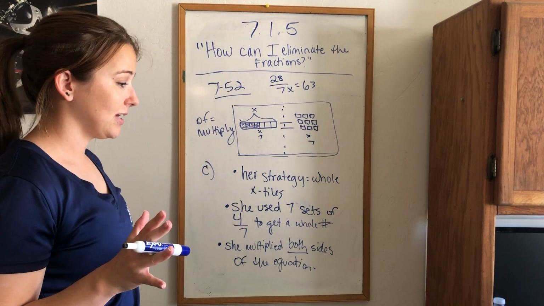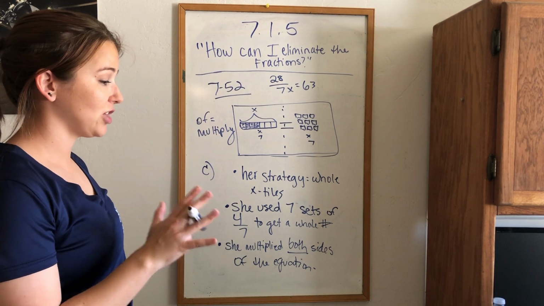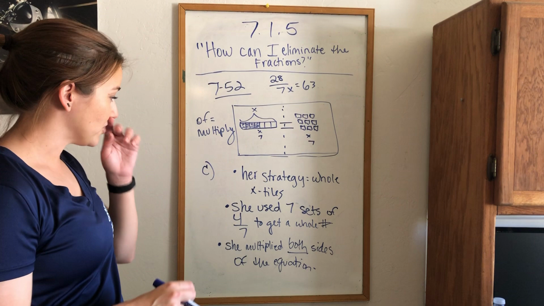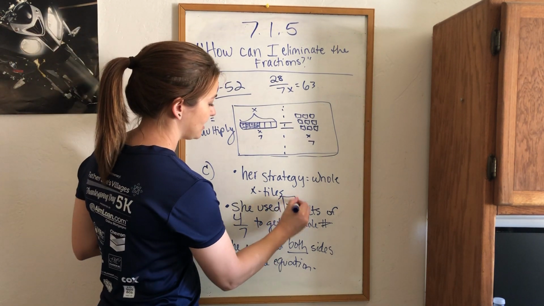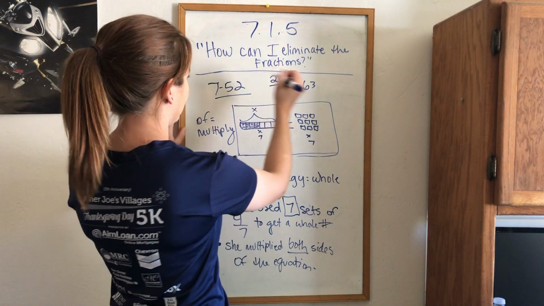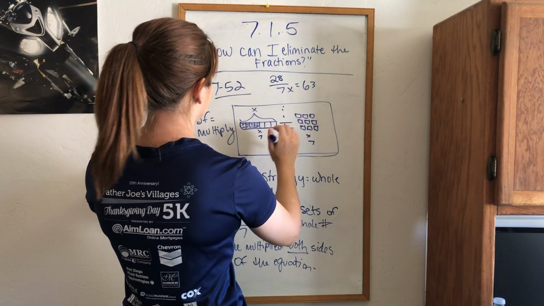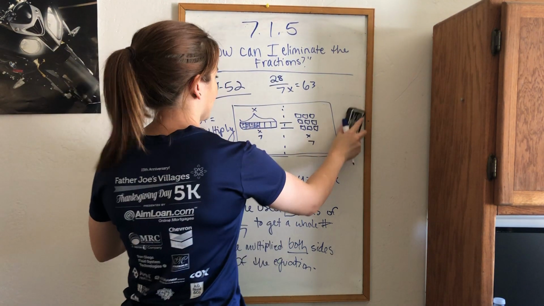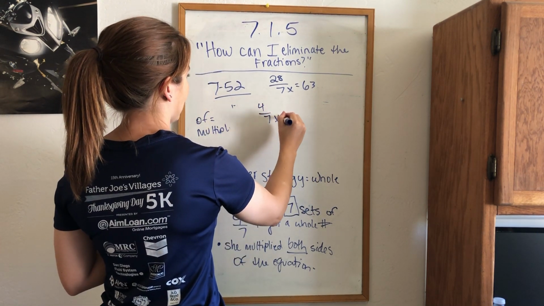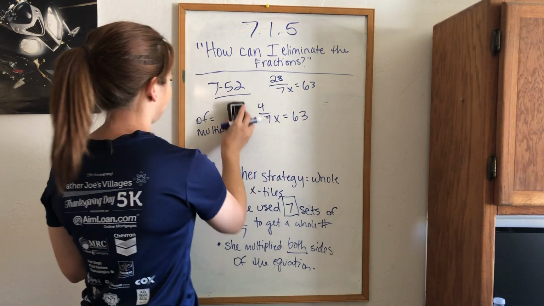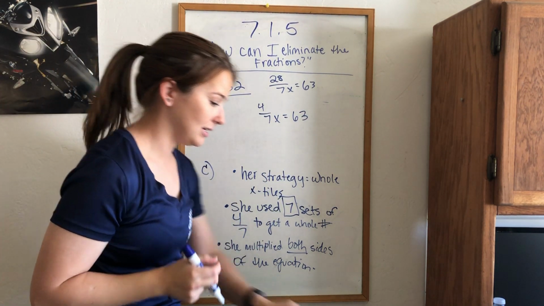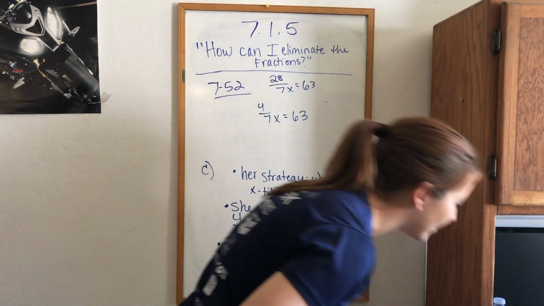Last bullet point says, how does the number of sets Janice used relate to the equation you wrote in part A? So she used how many sets? She used 7 sets of 4 sevenths. So how does that relate to this 4? Where am I going to write it? I'm going to just erase this now. 4 sevenths x equals 63. There we go.